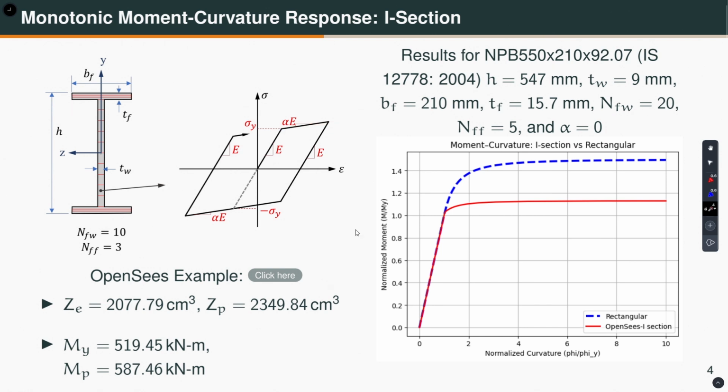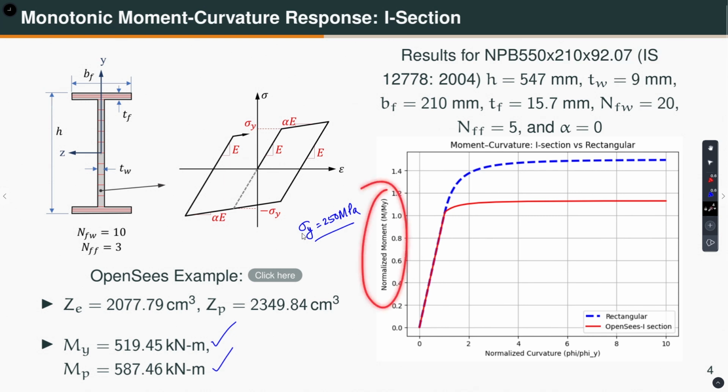Okay. And these are the Ze, the elastic section modulus, the plastic section modulus, and you can compute My and Mp if you take, in this case what I have taken, sigma y equal to 250 MPa. So, for this E250 steel, then this is the yield moment and this is the plastic bending moment. And as you can see, I will take you to OpenSees and show you how this is done.